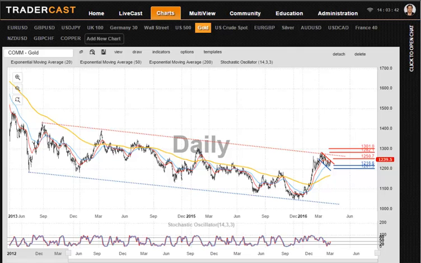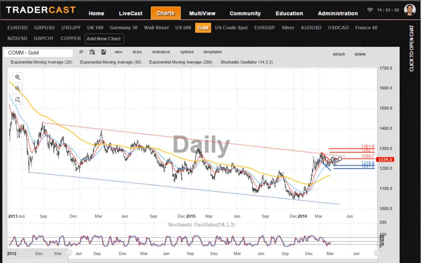But gold really rallied sharply since the beginning of the year on concerns for the global economy in general and Chinese economic data. So gold is currently capped in end of day time frame by 1250.